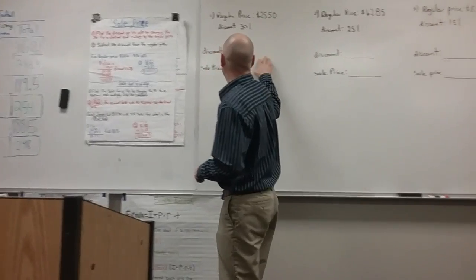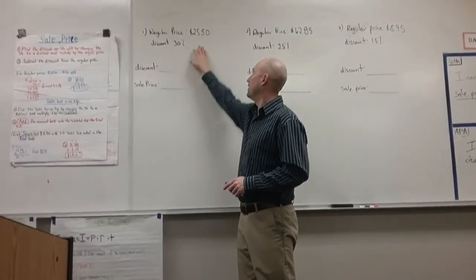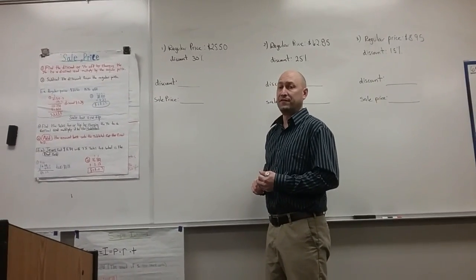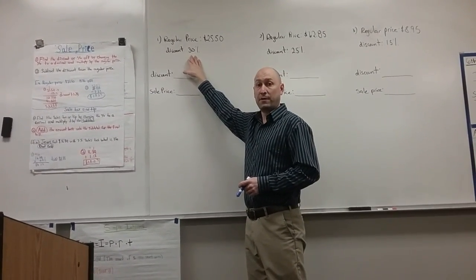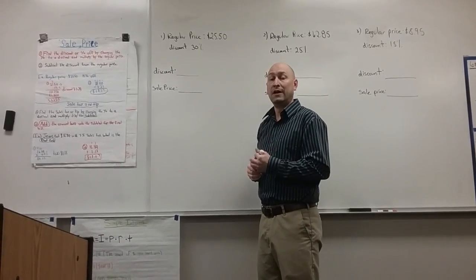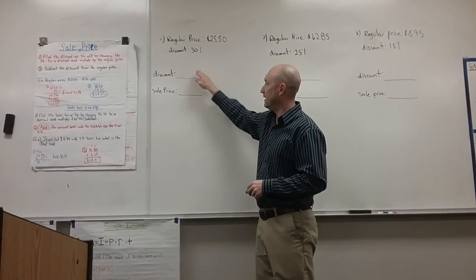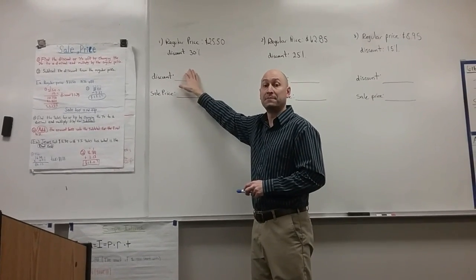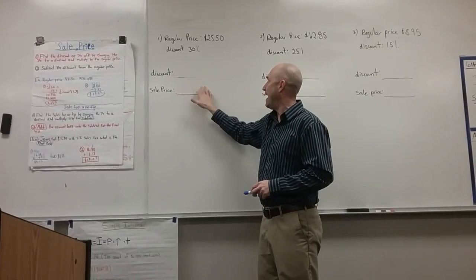I'm going to work a few examples on the board. My first example is a regular price of $25.50, and I'm going to have a discount of 30%. So we're able to pull 30% away from that. Two things I want to see: how much is the amount that I'm taking off, and what is the final price that I'm going to have afterwards.